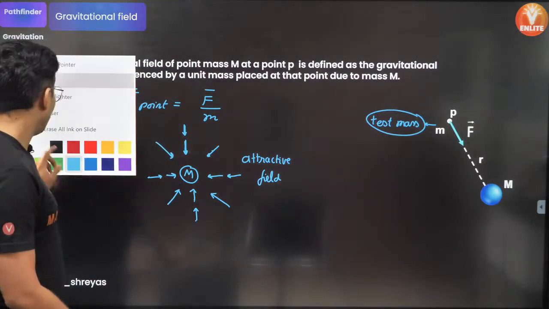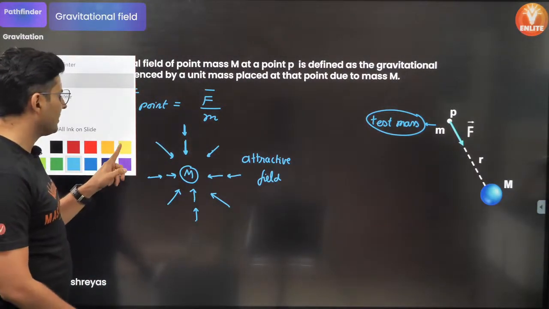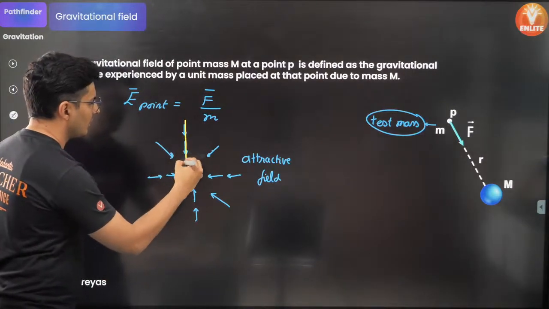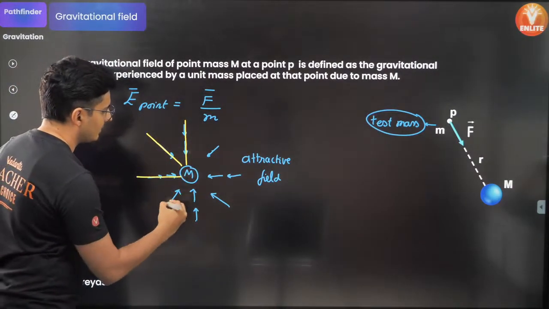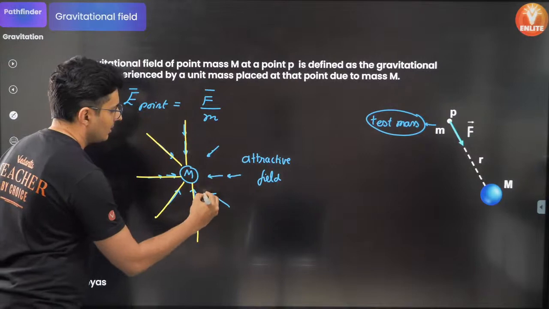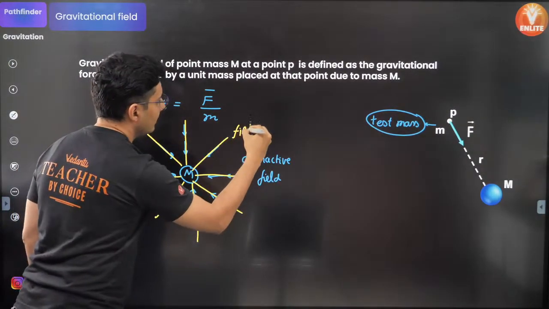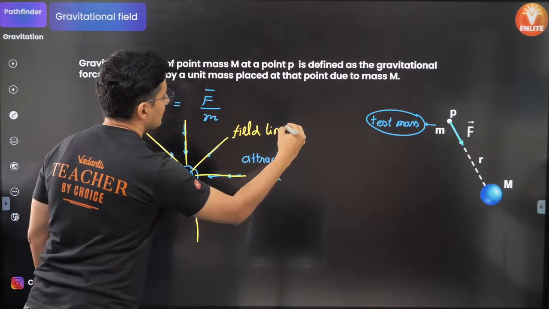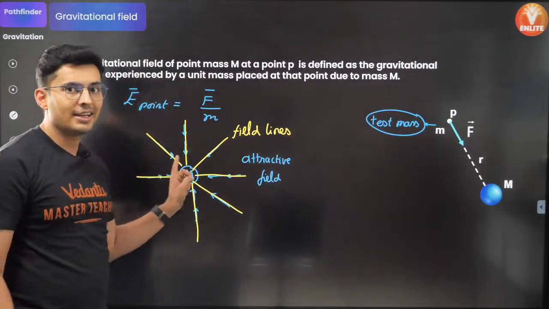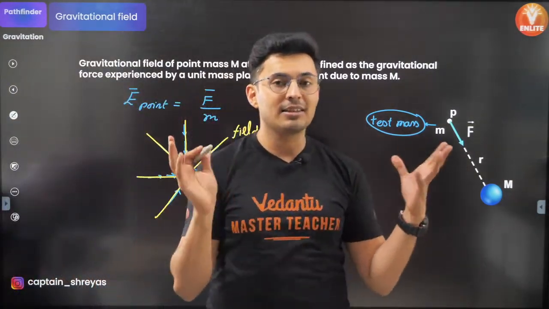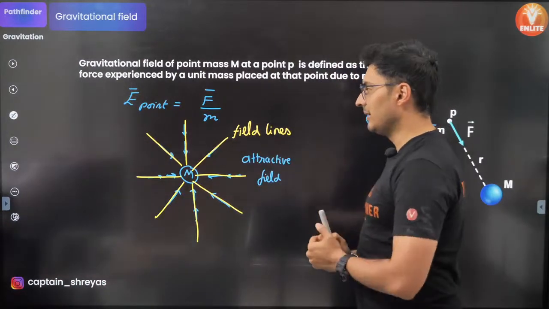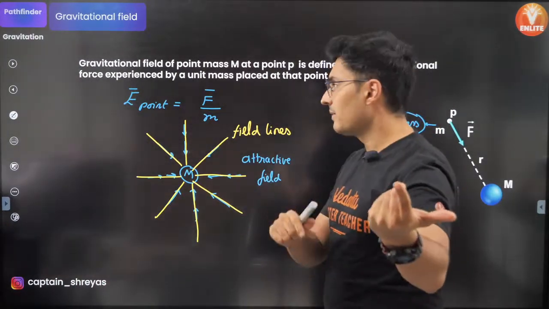And when you continue drawing these lines and extend them, you will see that these are called your field lines. These are your field lines created by gravity. Each mass creates a gravitational field. You can also go the other way around.